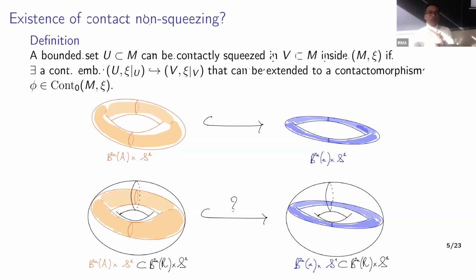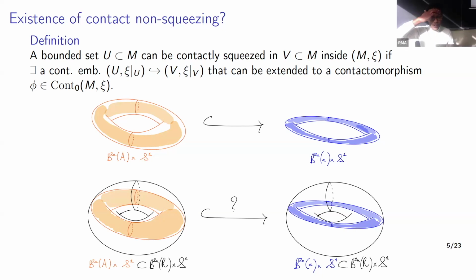You take an ambient contact manifold M, and then you say that a bounded set U inside M can be contactly squeezed into a set V inside your contact manifold M if there exists a contact embedding of U in V, but you also ask that this contact embedding can be extended to a contactomorphism phi over the whole contact manifold, and moreover which is isotopic to the identity.